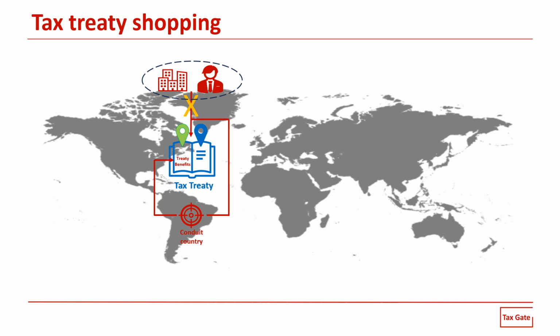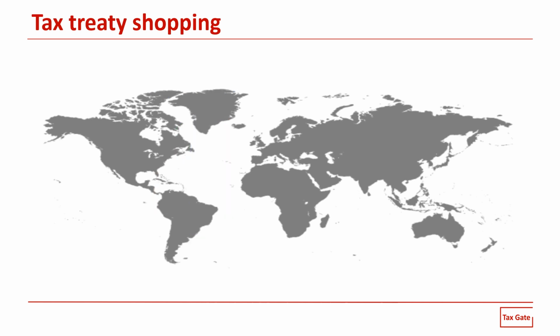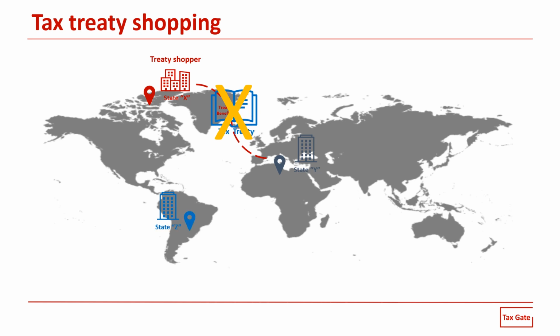Well, so how would it be structured or designed? Let's simplify. Let's assume that we have a resident of state X who does not have a tax treaty with state Y, and then creates a conduit company in state Z, trying to derive benefits under the tax treaty between state Z and state Y.